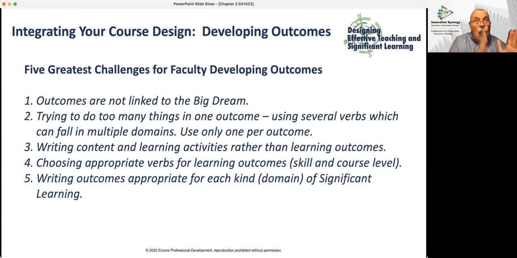They're not talking about what they want students to be able to do for the learning outcomes. So again, choose appropriate verbs for the skill level and the course level: more foundational level for the early introductory courses, more of the integration level for those courses coming in the 200s, the 400s. And then finally, writing outcomes that are appropriate for each domain.